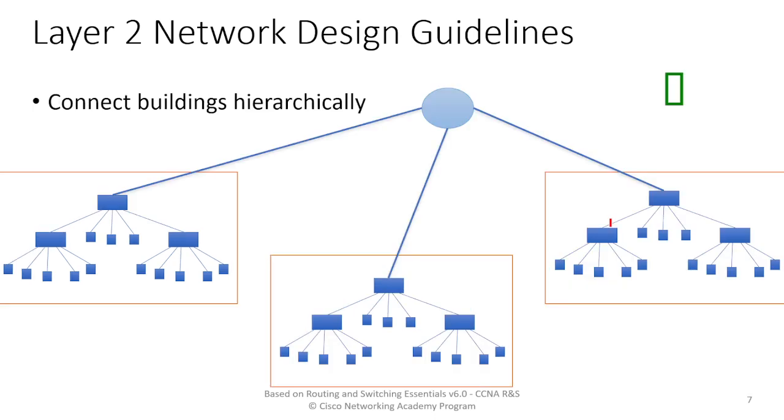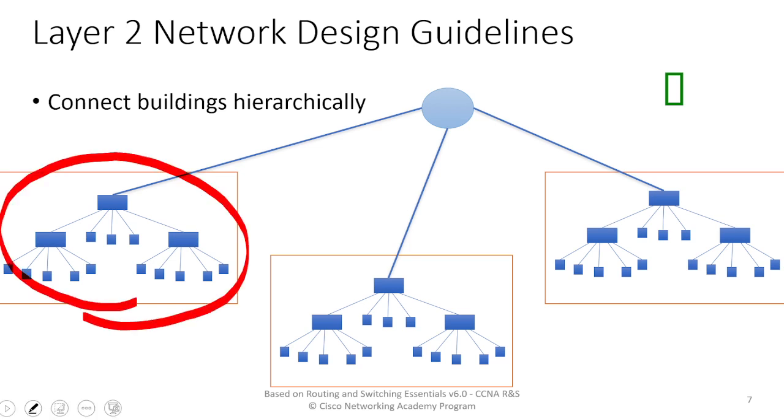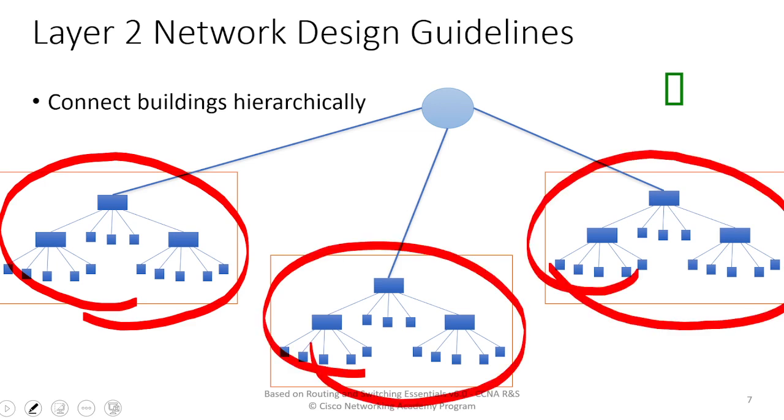So when we are connecting buildings, again, the preferred way of connecting buildings is connecting them in a hierarchical manner. So we have a single building, and for each building we try to aggregate them to a single point. Once aggregated to a single point, then we connect them back to the next level. So again, it could be a distribution, it could be a core, depending on the size of the buildings and the nature of the design. But we try to go through this hierarchical design.